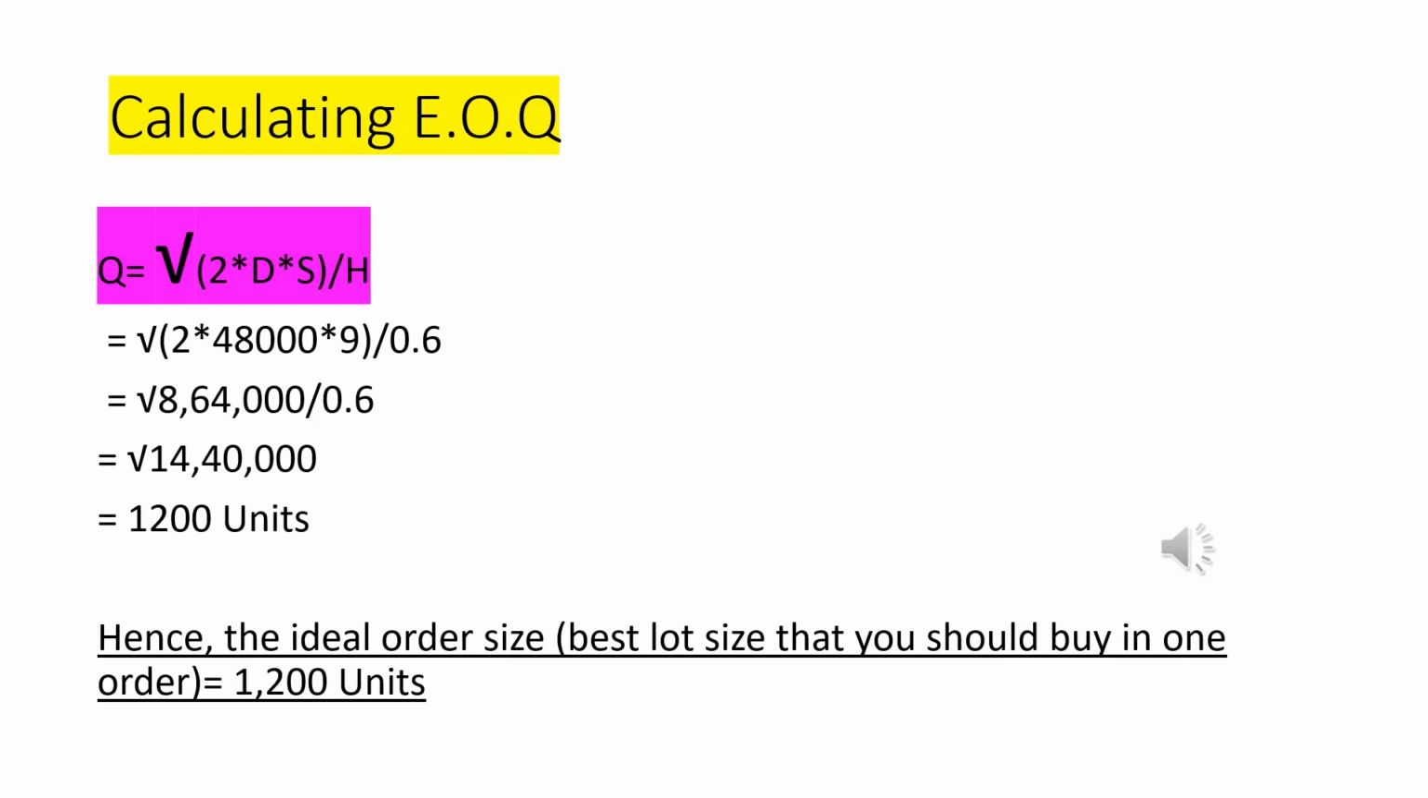That means your economic order quantity, or you can say ideal order size, in simple terms that means how many units you should order at one time to keep your cost of inventory to a minimum, is 1,200 units, that we can calculate using this formula.